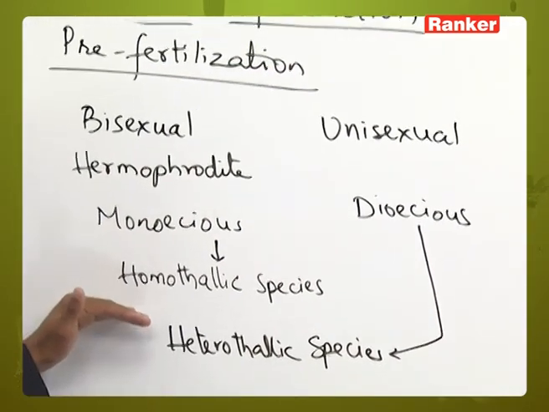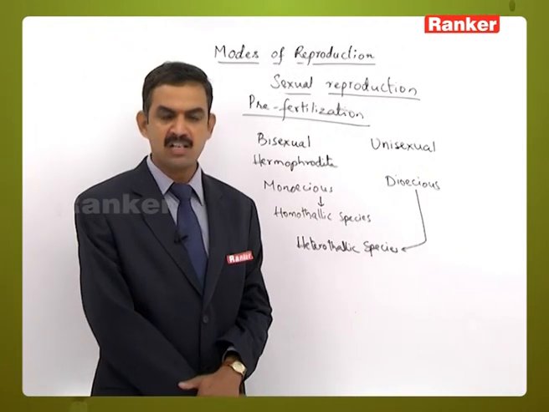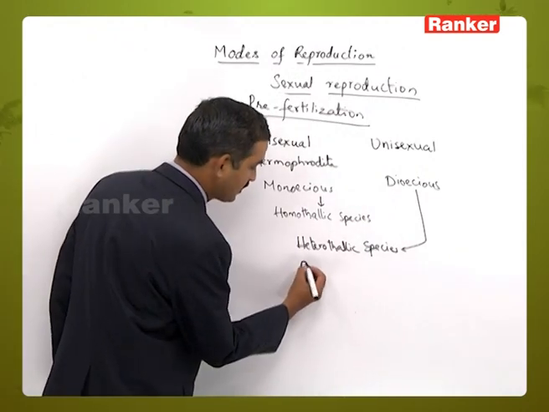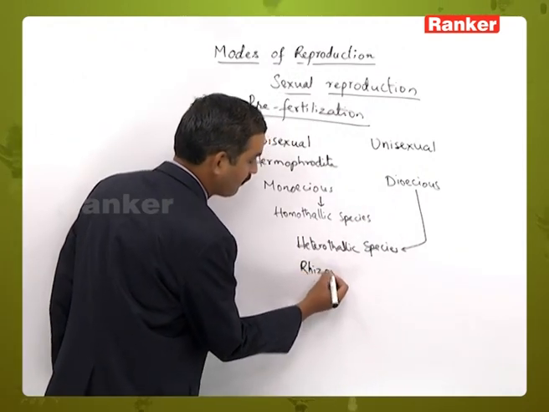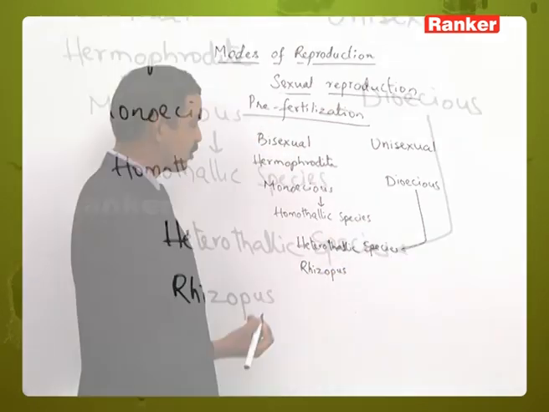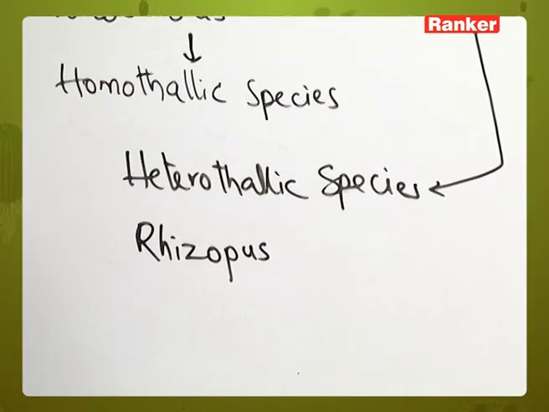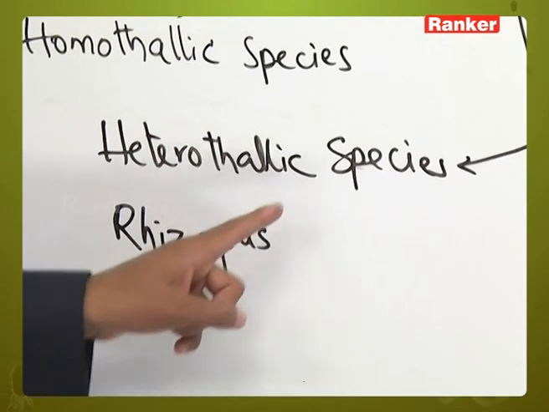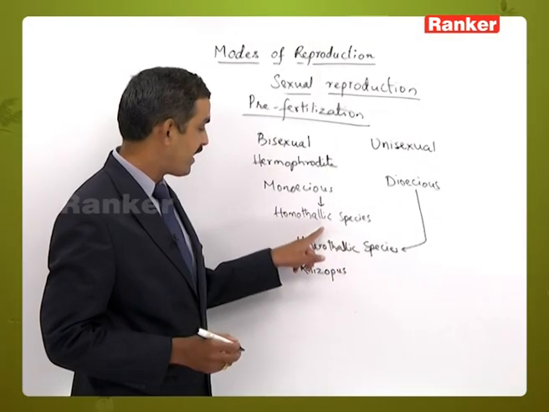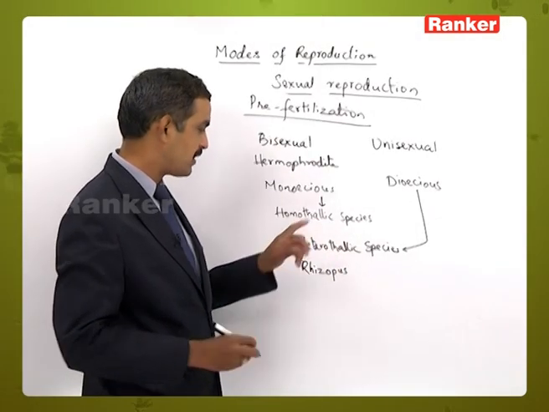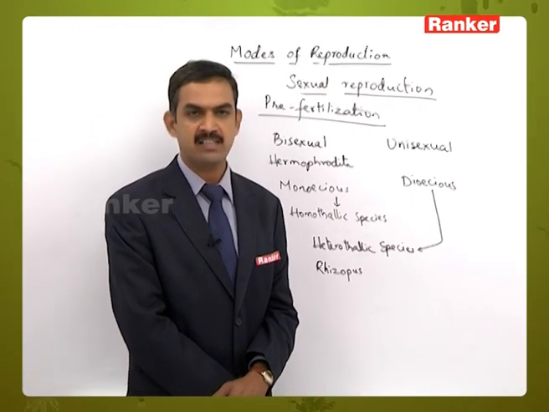This type of homothallic and heterothallic deviation can be clearly seen in Rhizopus species. In Rhizopus, there is one species called Rhizopus stolonifer, which is heterothallic in nature, whereas Rhizopus sexualis is another species which is homothallic in nature.